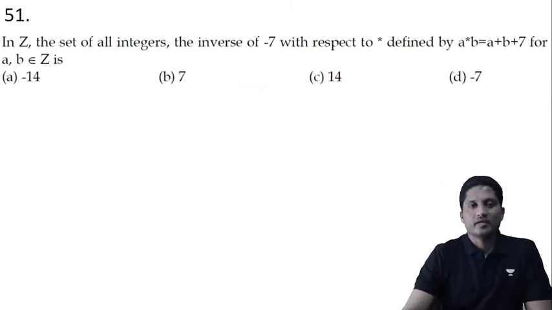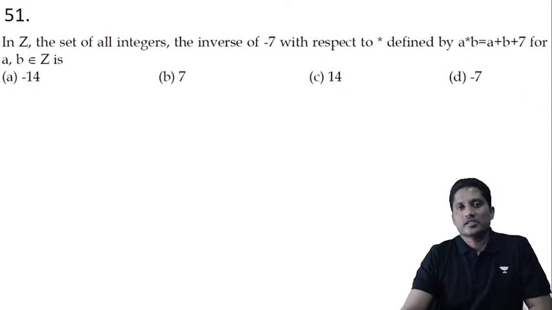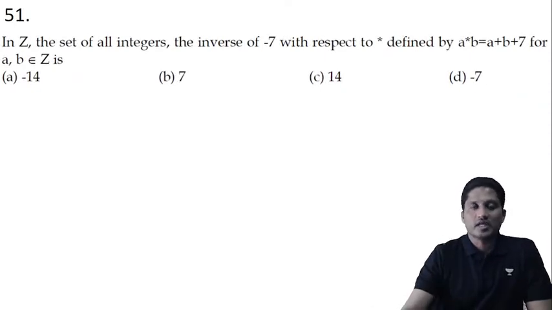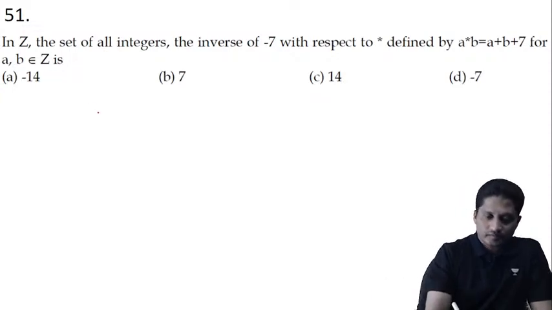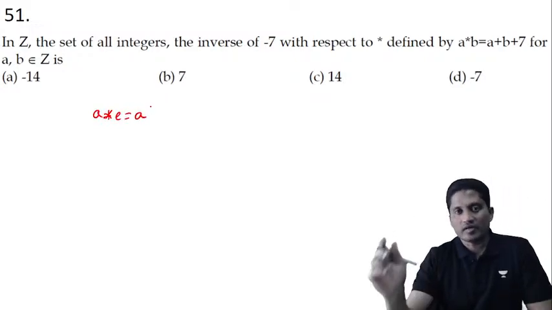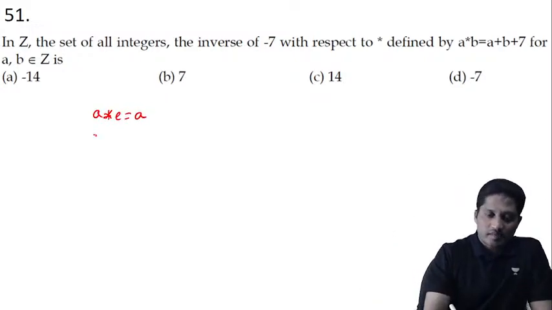Question number 51. Z is the set of all integers. Find the inverse of minus 7 with respect to star. First I'll find the identity. A star A inverse is equal to E. Without the identity you can't find the inverse. So this is A plus E plus 7 is equal to A, right? This will cancel. The identity is minus 7.